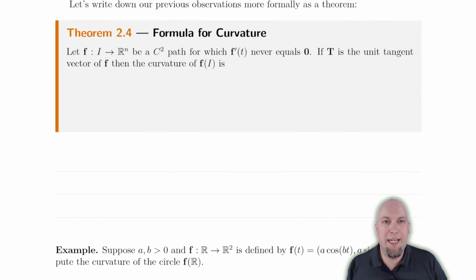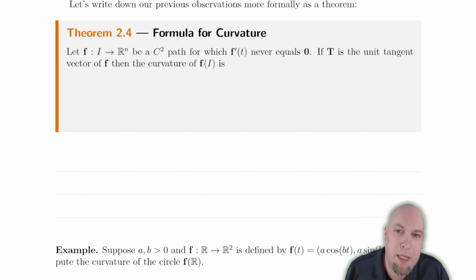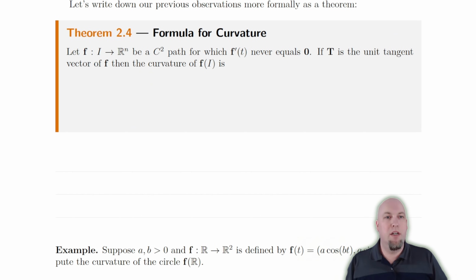Let's write this down as a theorem, so put it in a theorem box. Suppose that you've got a path that traces out a curve, and you're going to need it to be a C2 path, because this formula, just like in the previous lecture video, involves second derivatives.